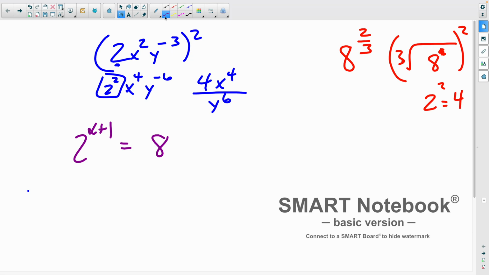On this last one, we simplified for those two, and we solved for this one. In order to solve, what has to be true? 2 to x plus 1 has to equal 8. Yeah, that's got to be equal to that. But in order to do that, we want to have like bases. And right now, we don't have like bases.